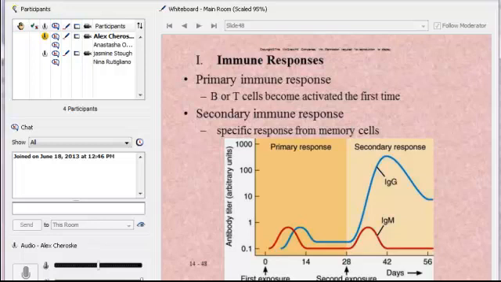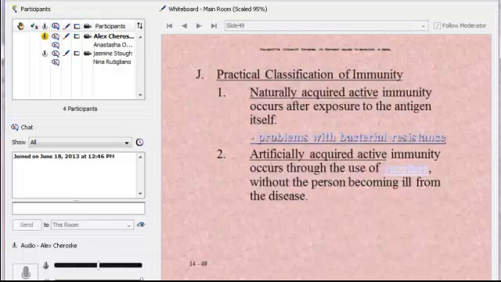So the secondary response, the secondary exposure, comes from memory cells, not having to do that whole kind of testing out and things like that. So that's just the benefit of our memory cells.